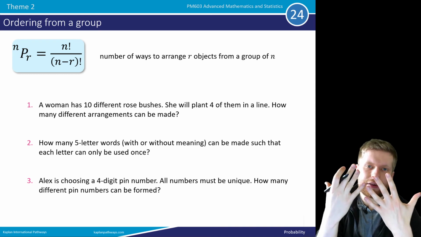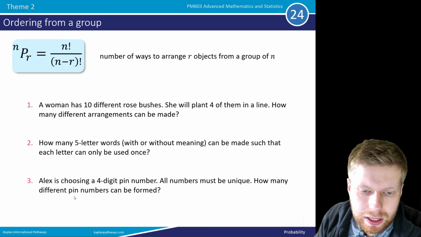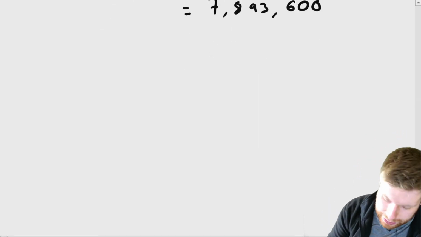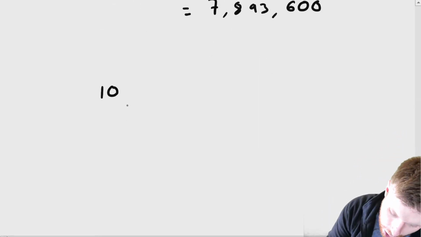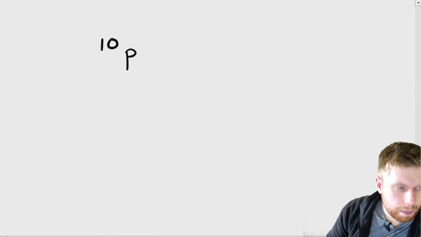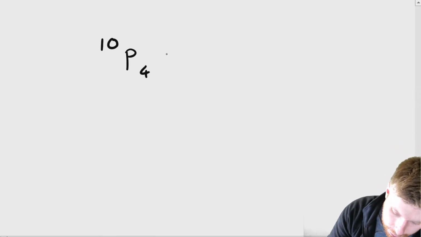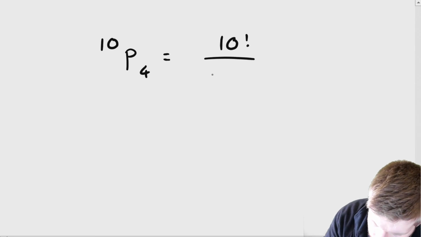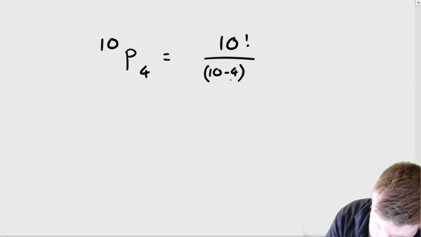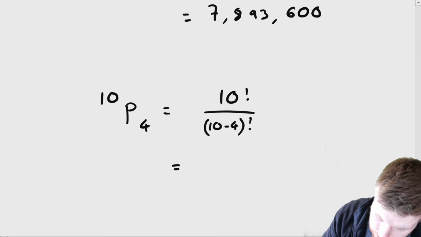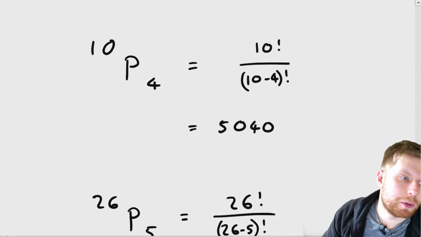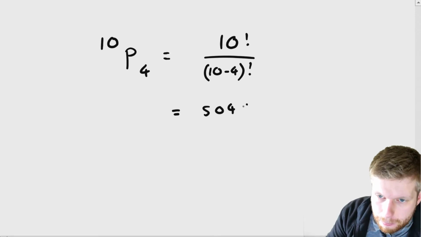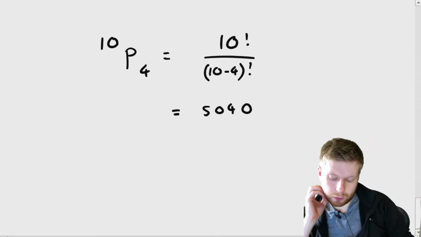Okay, that gives us 10 different possible digits to choose from, and we need to pick 4 of them to put in an order. So we're going to start off with 10 different possible digits. We're going to permute them because we're ordering them, and we're picking 4 of them. So it's going to be 10P4, which we can treat as 10 factorial over 10 minus 4 factorial. In actual fact, that's exactly the same as the rosebush example, right? So it's still going to be 5,040.